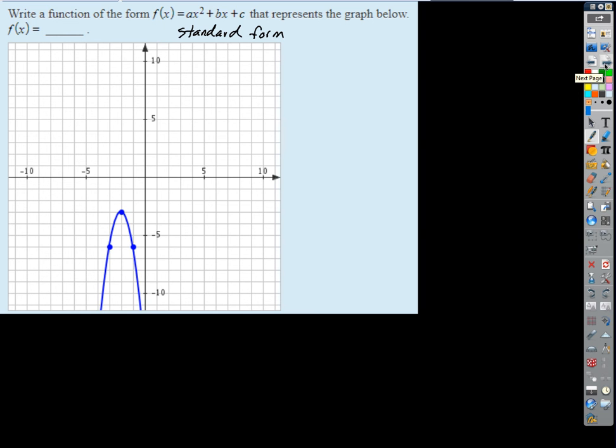Remember, standard form is the same thing, that's the simplified form. Standard form really just means simplified, so we're just gonna follow PEMDAS, right?